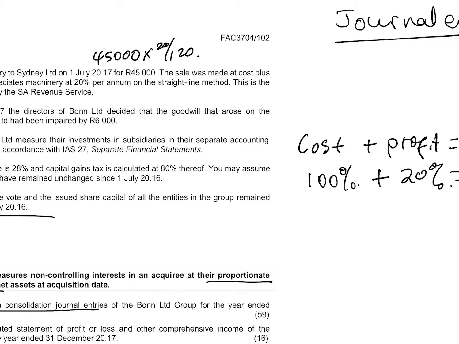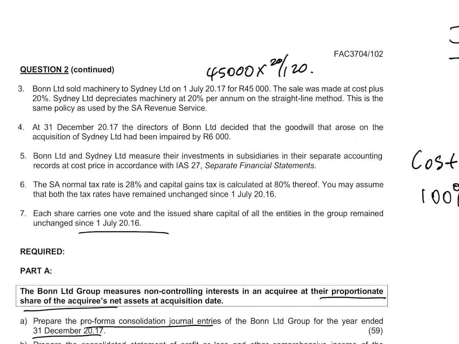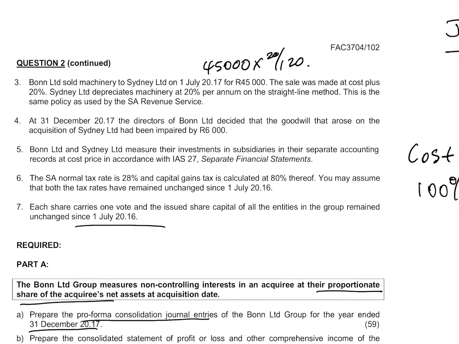So let's look at the journals that we are supposed to be looking at there. So there will be depreciation that is going to be affected 20%. Bond is the parent, it sold to the subsidiary. So Sydney is the subsidiary. Therefore, it is a downstream transaction. It is not going to affect our analysis.